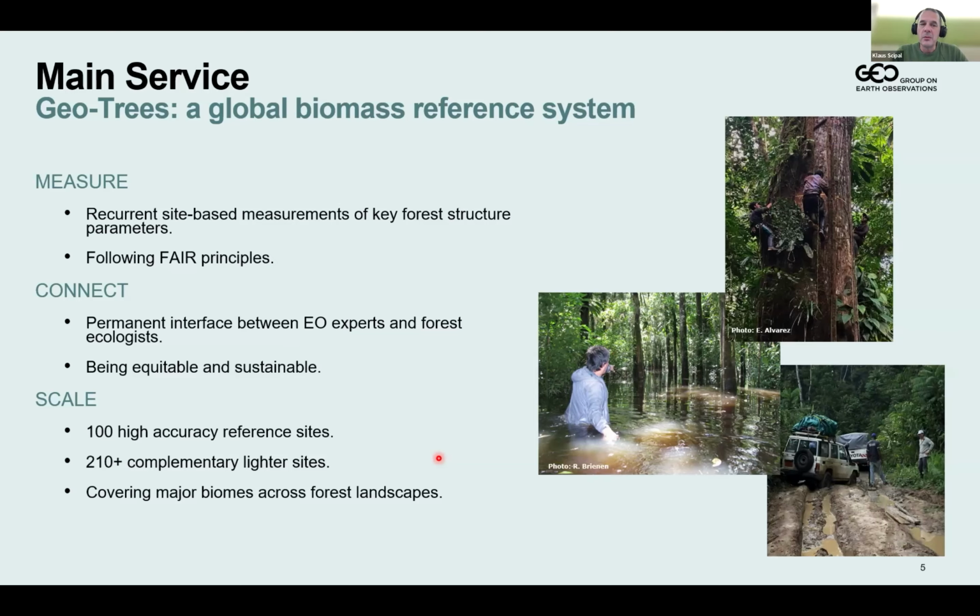Now, the scale at which we would like to do this. With GEO-TREES in this first phase, we are aiming at the pantropics. This is where we have the least information available and where we have the worst working situations. In the pantropics, we would like to establish 100 reference sites where we measure these forest structural parameters with very high accuracy. And we want to complement these 100 sites with about 200 lighter complementary sites, where we see an opportunity to collect additional data.